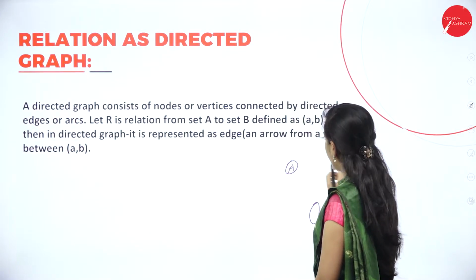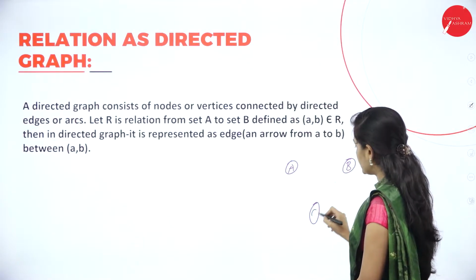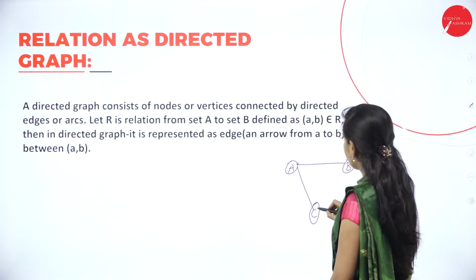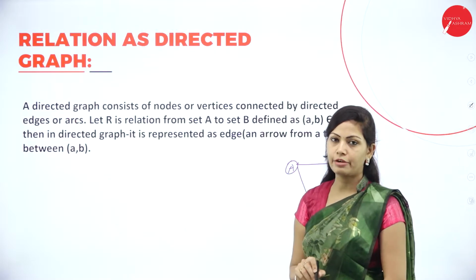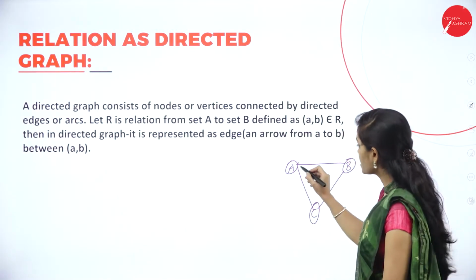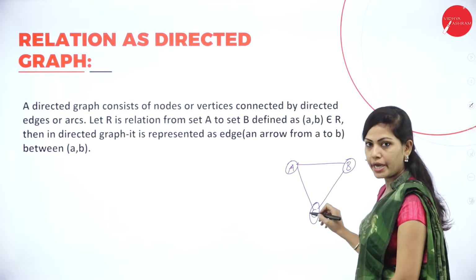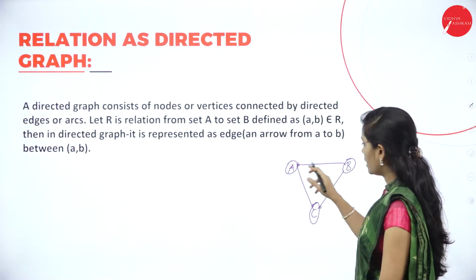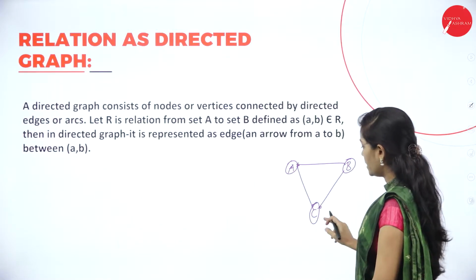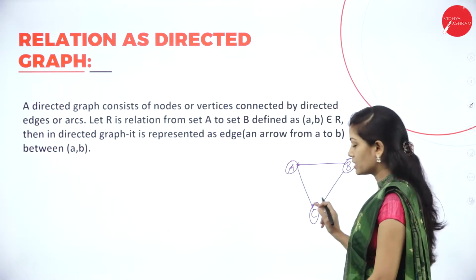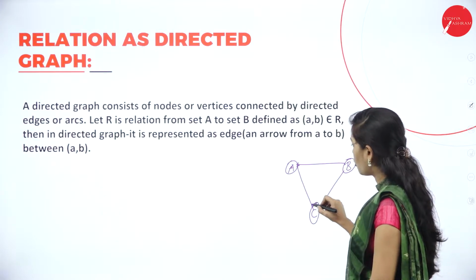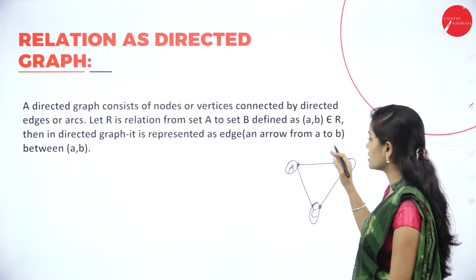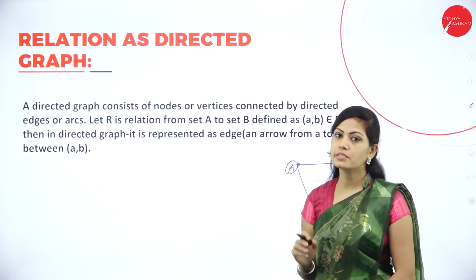Here I have three elements called A, B, C. A set of vertices and edges is called a graph. Each element of this set is represented by a point. So this is called a graph.